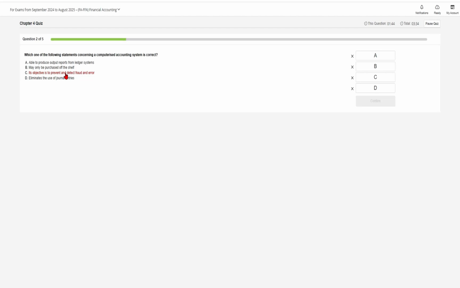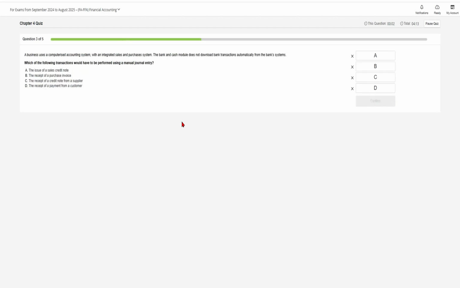The next one is, eliminate the use of journal entries. No, this is again incorrect. Why? Even though we are using a computerized accounting system like Xero, we still need to pass some journal entries, like depreciation, accruals, deferred income, or reversal of journals. Journal entries are still used in a computerized accounting system, just entered digitally instead of on paper. So option A is correct, and we will lock option A.